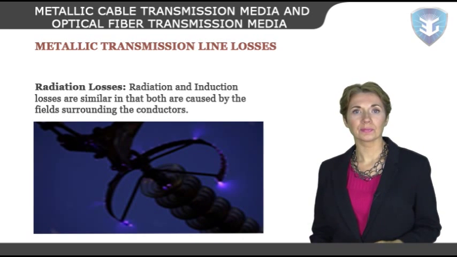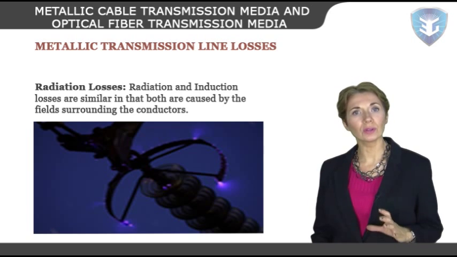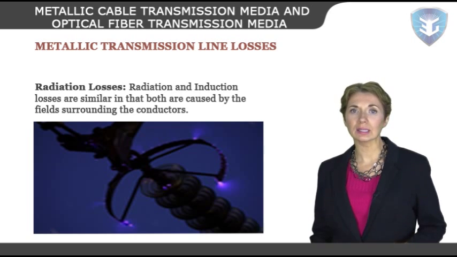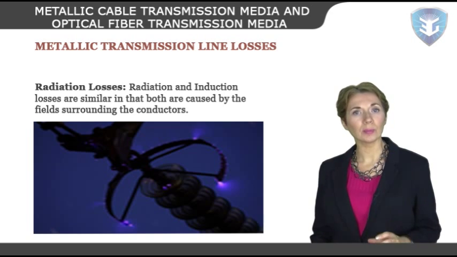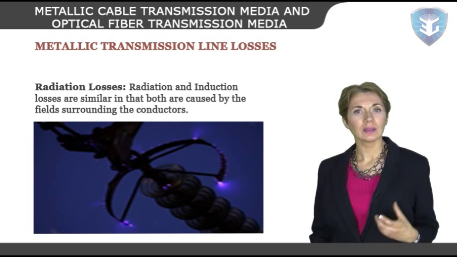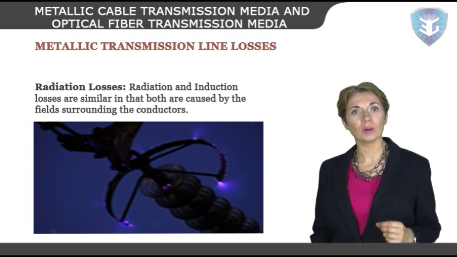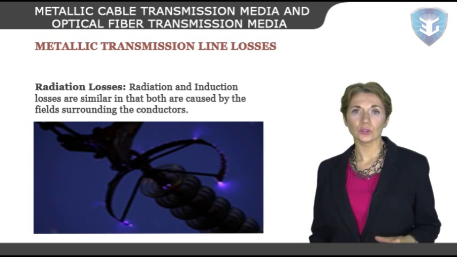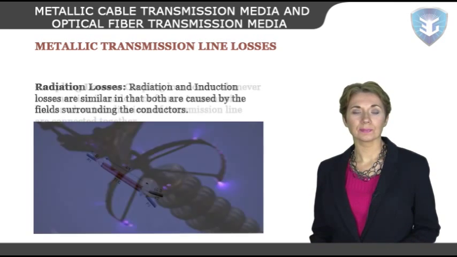Radiation losses. Radiation and induction losses are similar in that both are caused by the field surrounding the conductors. Radiation losses are reduced by properly shielding the cable. Therefore, STP and coaxial cables have less radiation than UTP, twin lead, and open wire.